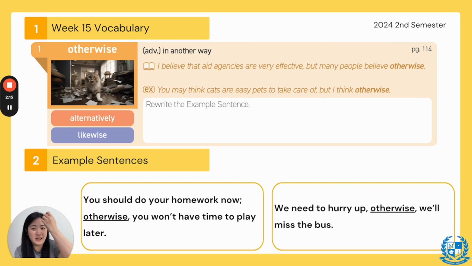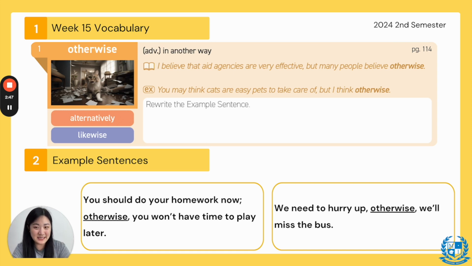Number 1, everyone repeat after me and say, otherwise. Otherwise. The synonym is alternatively, and the antonym is likewise. It is an adverb, and it means in another way. In our TED Talks, it says, I believe that aid agencies are very effective, but many people believe otherwise, meaning they have a different type of thought. Otherwise meaning in a different way.